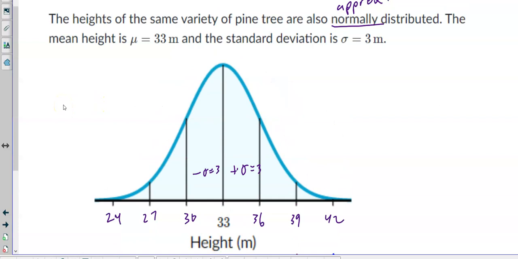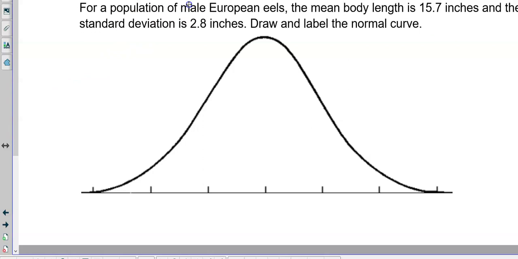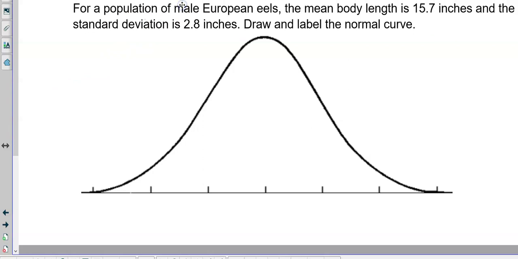And so this is a lot of data, which surprisingly ends up being approximately normal. So a lot of data is scrunched in near the mean, and then not as much as you get further away. This one says for a population of male European eels, the mean body length is 15.7. So 15.7 is in the middle here.